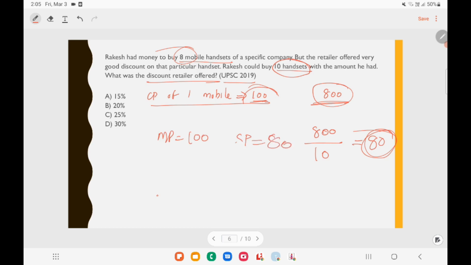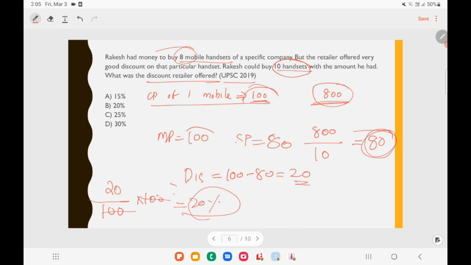That means the discount is equal to 100 minus 80, which is equal to 20. So 20 is the discount and marked price is 100. So discount percentage will be equal to 20 by 100 into 100, which is equal to 20%.